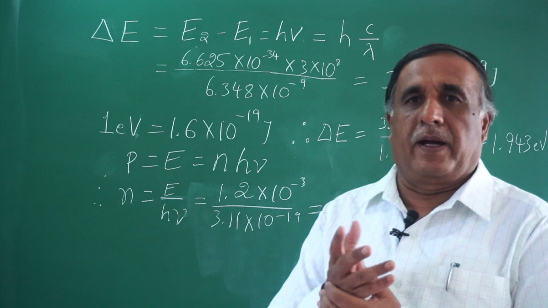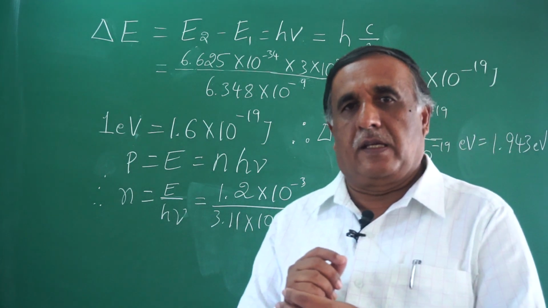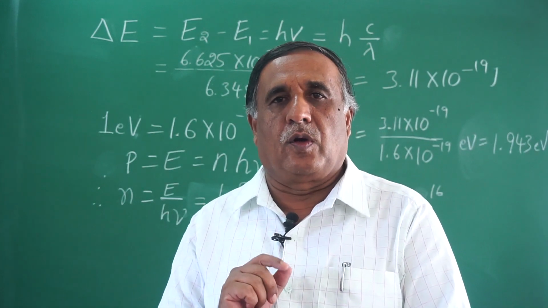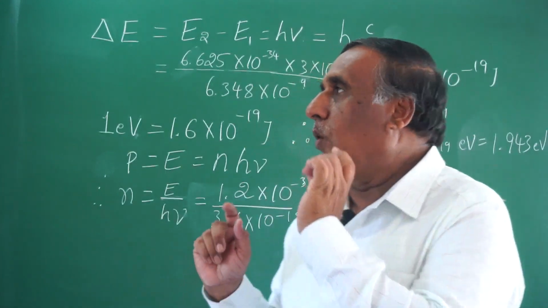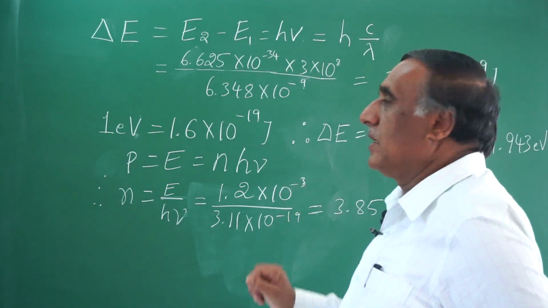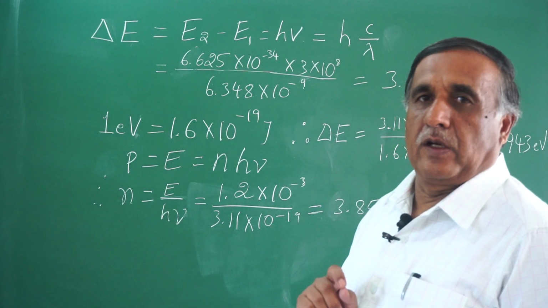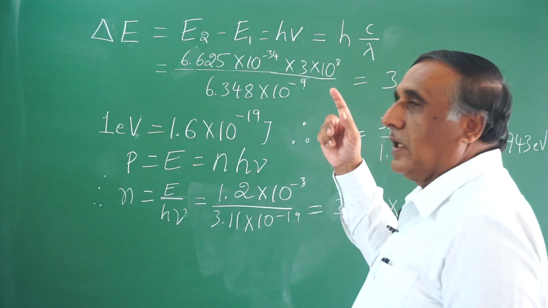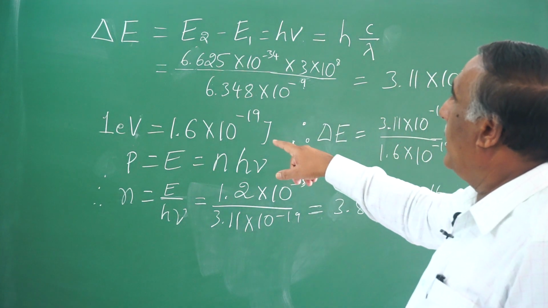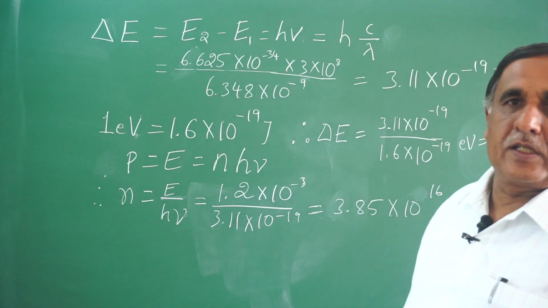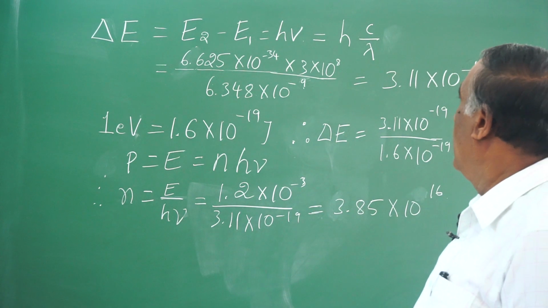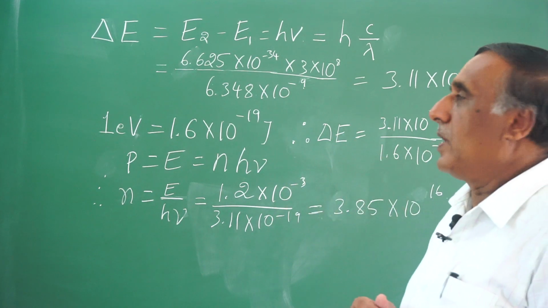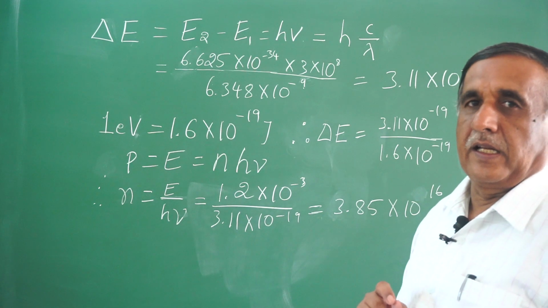Again, electron volt by definition is the energy gained by the electron when it is accelerated through a potential difference of 1 volt. 1 electron volt is equal to 1.6 × 10^-19 joules. So we got the energy difference in joules, and you have to convert it into electron volt. Since 1 electron volt is equal to 1.6 × 10^-19 joule, the energy difference in joules is divided by 1.6 × 10^-19 to get electron volt.